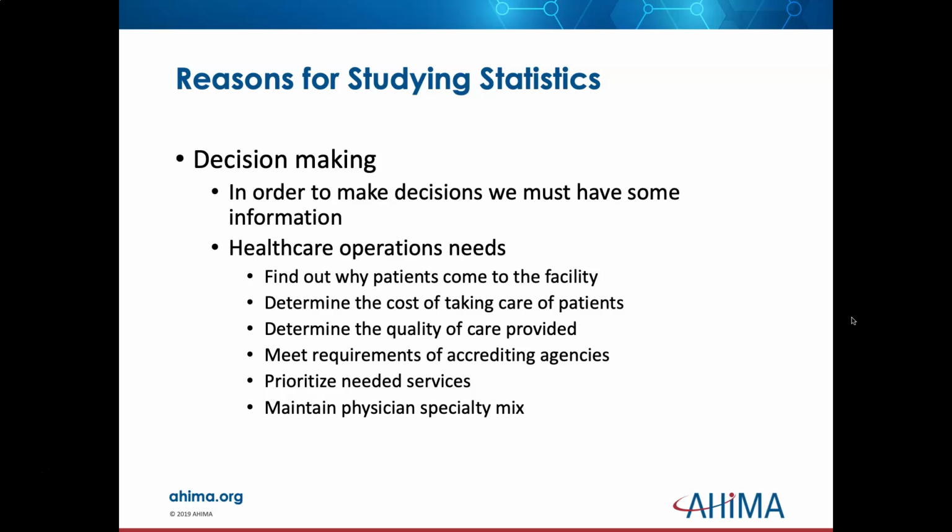And so in order to do that, we need information. We need to find out why patients come to the facility. What is the cost of taking care of them? What is the quality of care that was provided? Are we meeting the requirements of our accrediting agencies, whether that's federal, state, or Joint Commission type organizations? Are we making sure that we're prioritizing needed services? And are we maintaining our physician specialty mix?